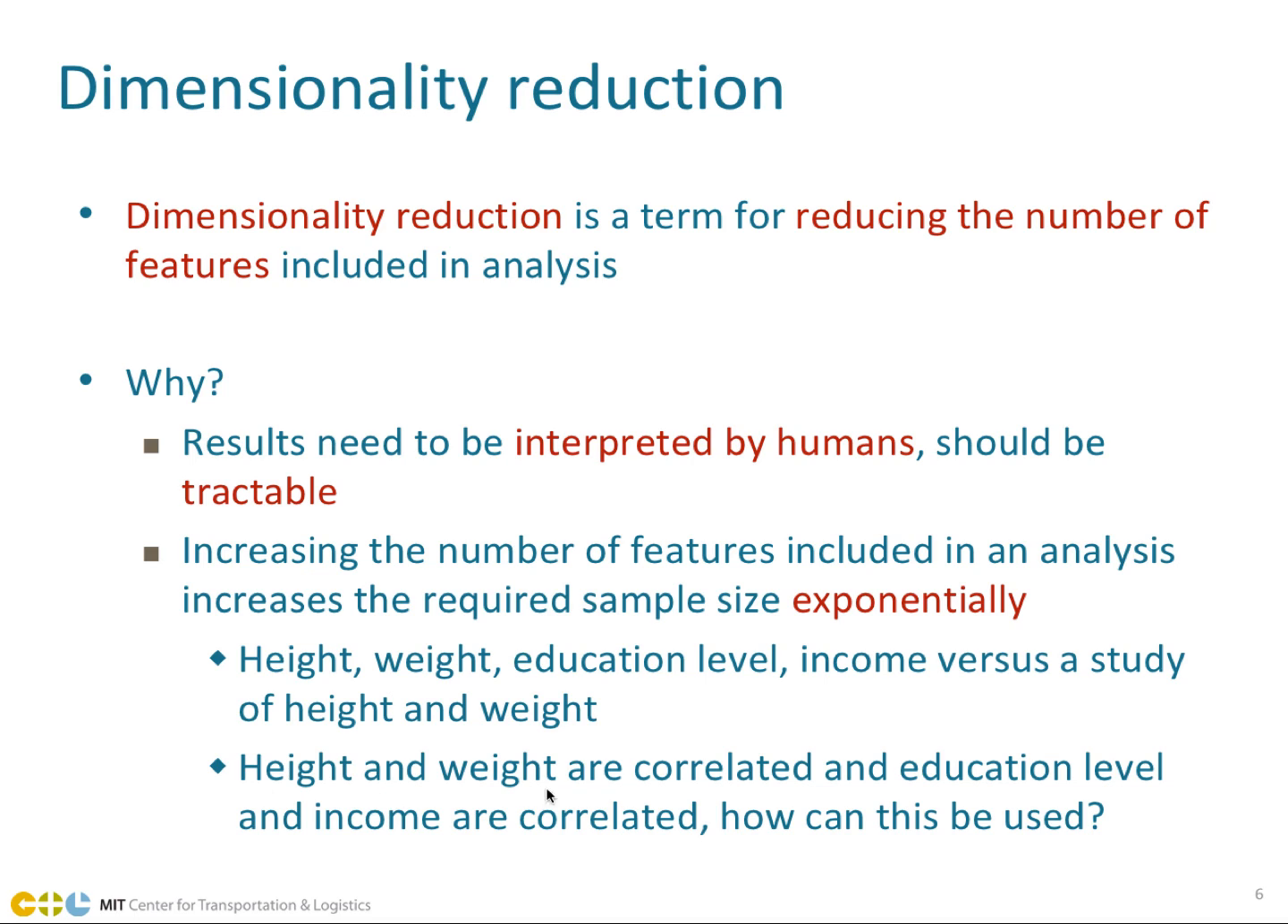So for example, we know that height and weight are correlated, and education level and income are correlated. So we can think about how those two components, those two very heavily correlated components, height and weight, and education level and income, can be used rather than thinking about how all four of these things relate to one another. And this allows us to come up with a smaller sample set that will actually capture most of the variance in a large group of people.